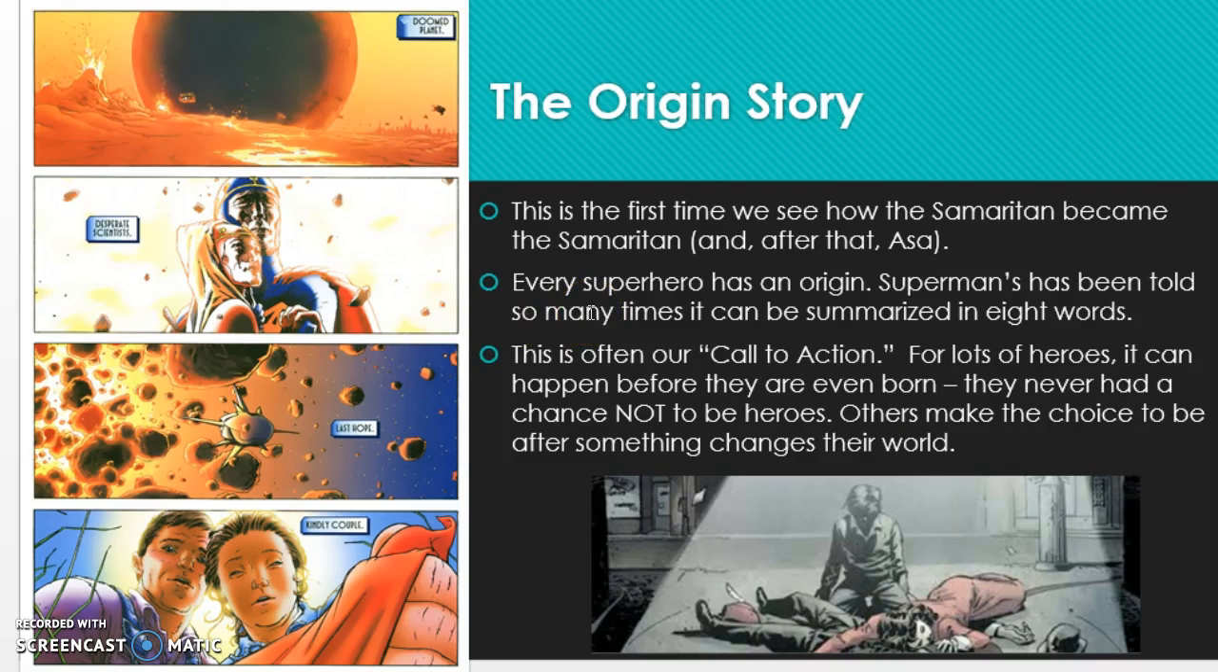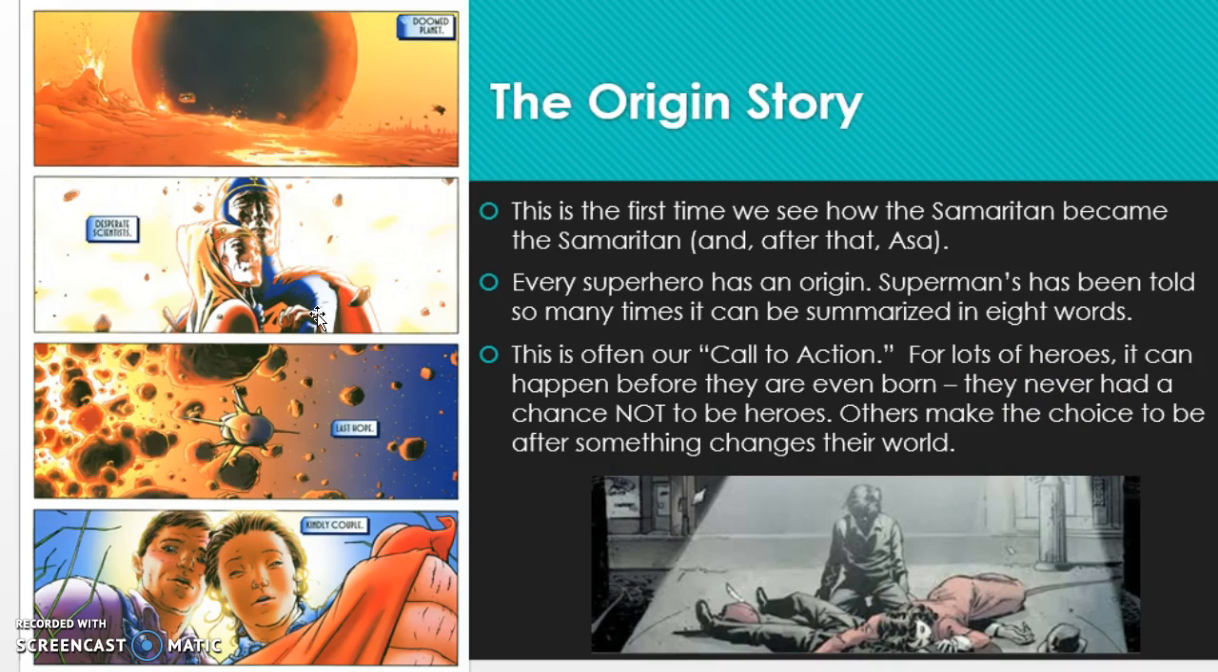So the origin story. First time we see how he became the Samaritan and later Asa. Every superhero has an origin. Superman's, yeah, we all know it. It shows up in every movie. We don't need to hear it again. Here it is in 8 words. And this is our call to action. Superman never had a choice not to be super.